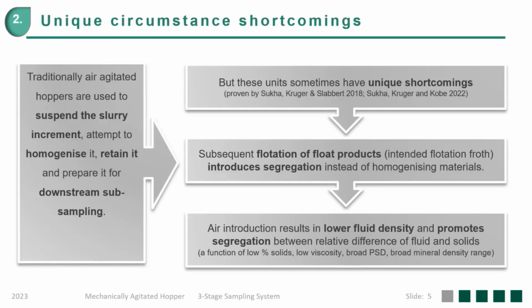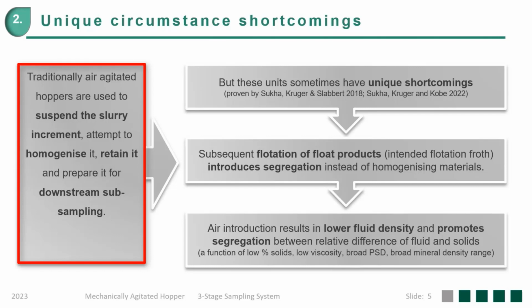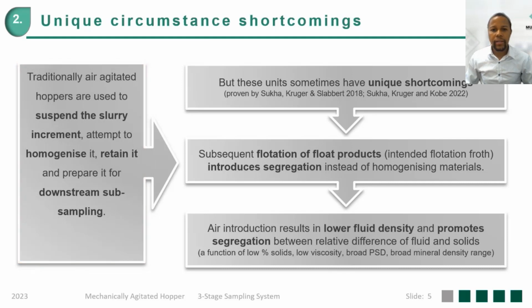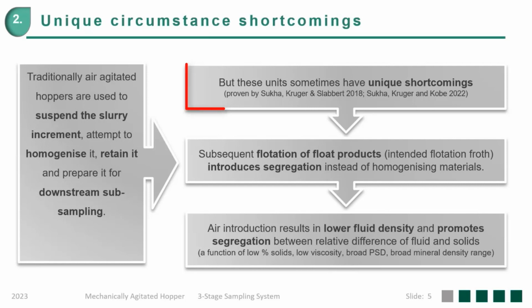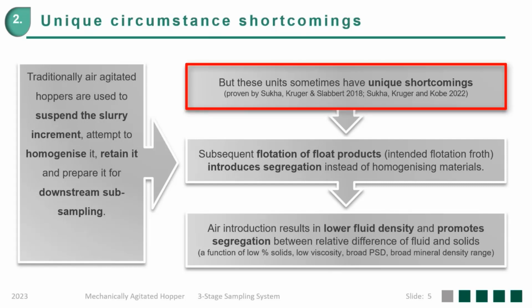So the second topic we are going to discuss is the unique circumstance shortcomings. The traditional air-agitated hoppers are used to suspend the slurry increment, attempt to homogenize it, retain it, and prepare it for downstream subsampling. By downstream subsampling, we mean if there's a primary sampler which is collecting a primary increment and feeding the secondary sampler, whereby the secondary sampler is going to subsample the primary increment coming from the primary sampler. Those traditional air-agitated hoppers have their unique shortcomings as well.